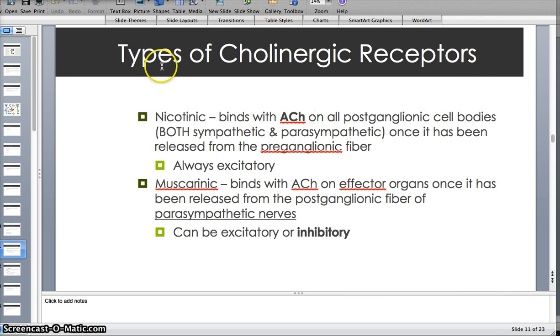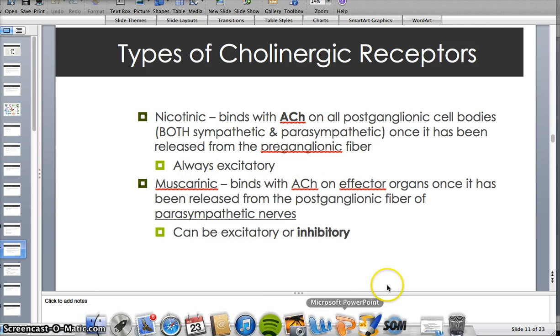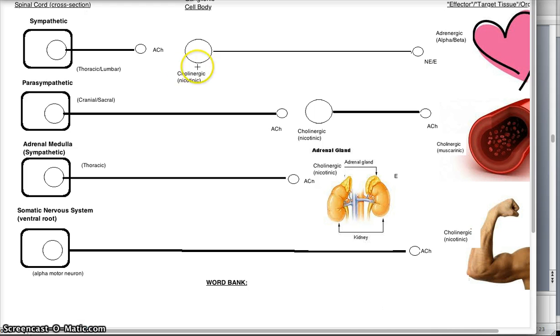So there's two different types of cholinergic receptors, like we said. Those nicotinic, they bind with acetylcholine on all postganglionic cell bodies once it has been released from the preganglionic fiber, and it's excitatory, meaning once it binds to those nicotinic receptors right here, it's always going to excite this postganglionic nerve to fire and to release more neurotransmitter to bind to these tissues. So nicotinic receptors, whether it's in the autonomic nervous system or the somatic nervous system, it's always going to be an excitatory response. So if it's released, it's always going to make muscles contract, or it's always going to make the adrenal medulla pump epinephrine.